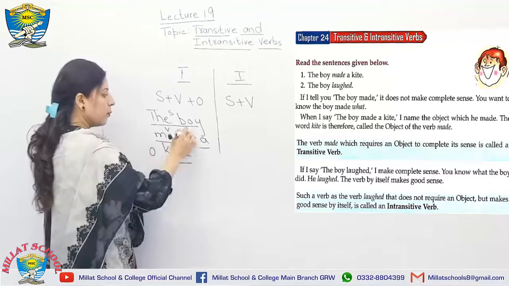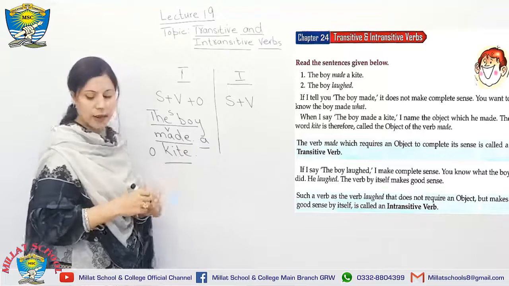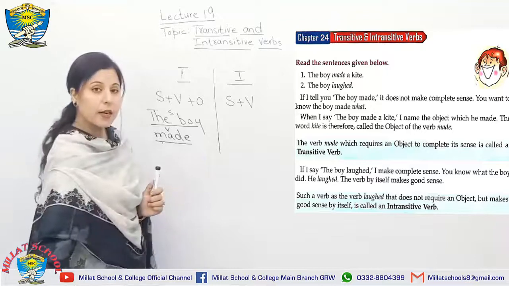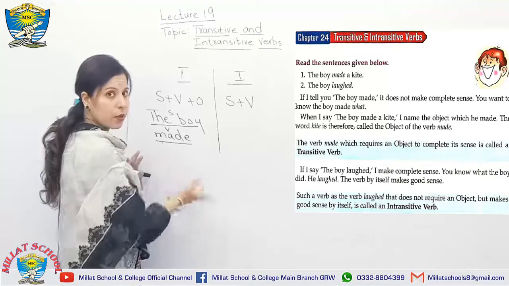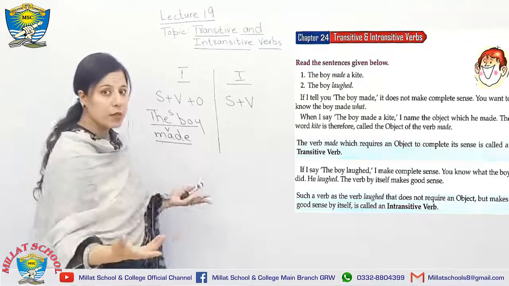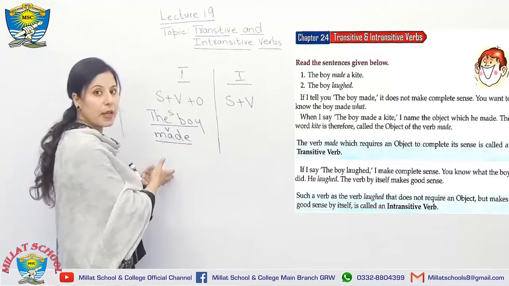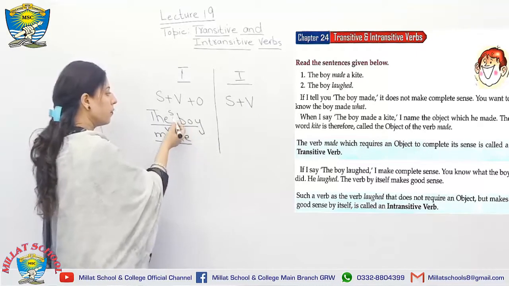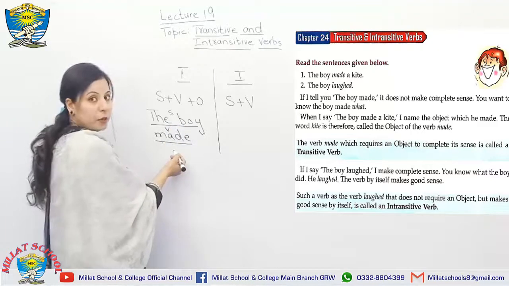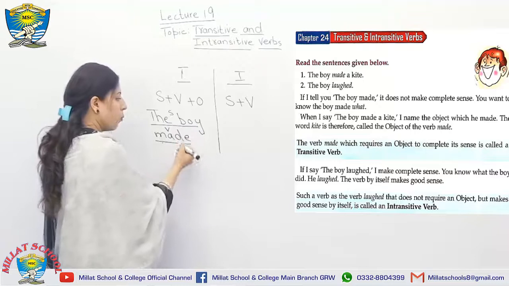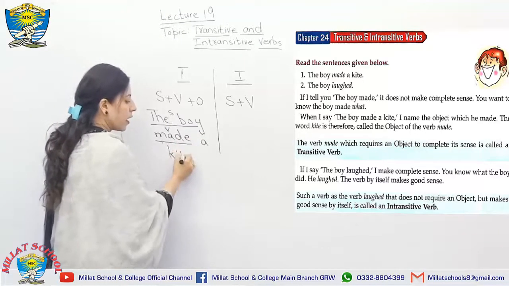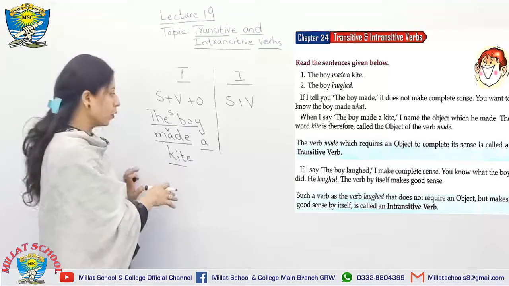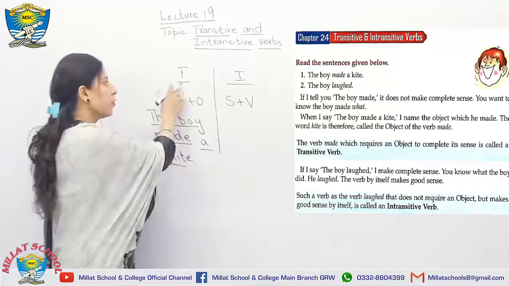It means that the boy made only is not a correct one. Let's see how. If I remove a kite from here, is there any sense in this sentence? No. The boy made or made what? It means that this is the game of depending verbs, depending words, depending sentences. If there is a subject here, there must be some verb and there must be some object. Like the boy made a kite. This is the right one, which is followed by an object. So all those verbs that are followed by an object are your transitive verbs.